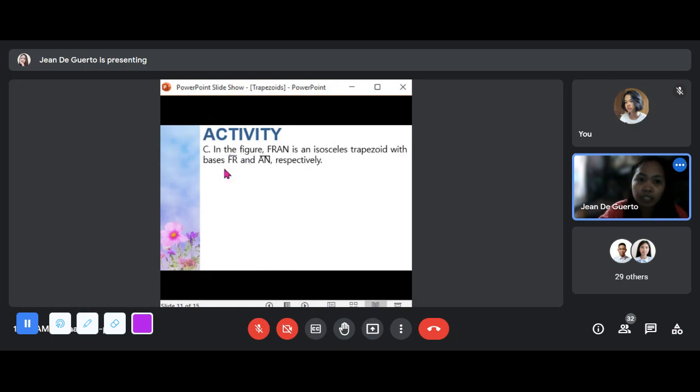Next, C. In the figure, so ito yung figure natin. FRAN is an isosceles trapezoid with bases, segment FR and segment AN respectively. So that means line segment CE is a midline. So midline siya. If this is an isosceles trapezoid, that means CE is a midline.